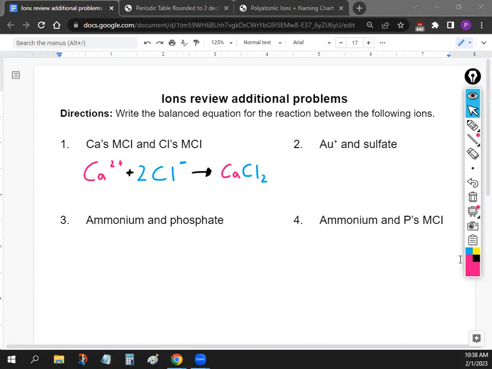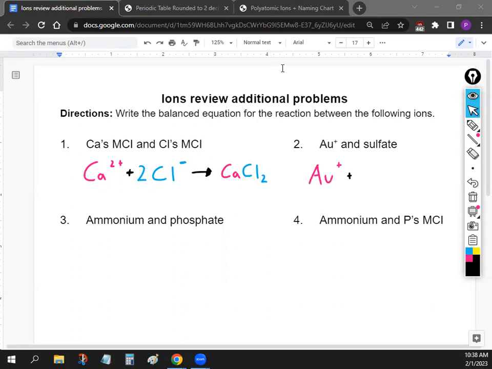So let's start with number 2. If you take a look at number 2, you got Au+. Here, it already tells you what the ion is, so you can just copy it down exactly the way it is. You got Au+. And then it says that you are combining that with sulfate. Now, sulfate is not on the periodic table. It's not an element. It's a polyatomic ion.